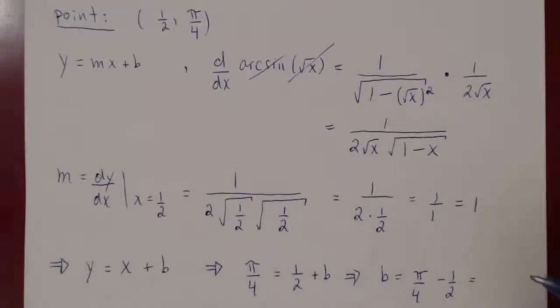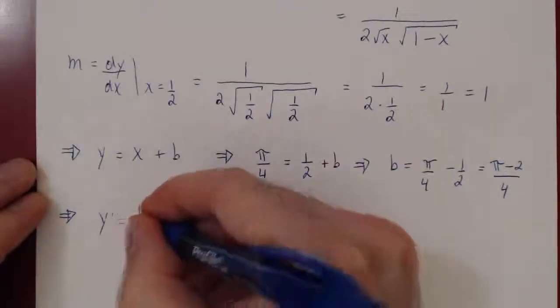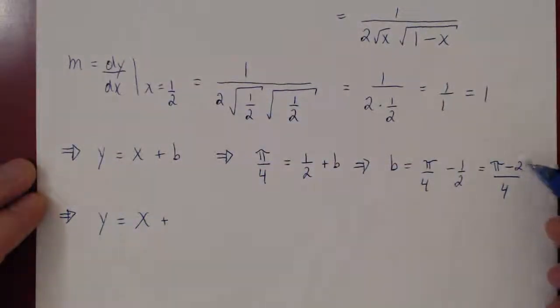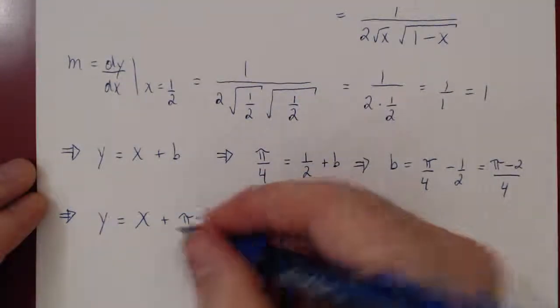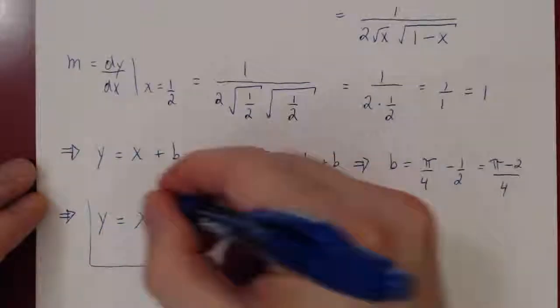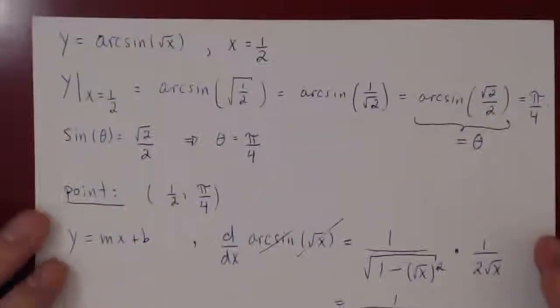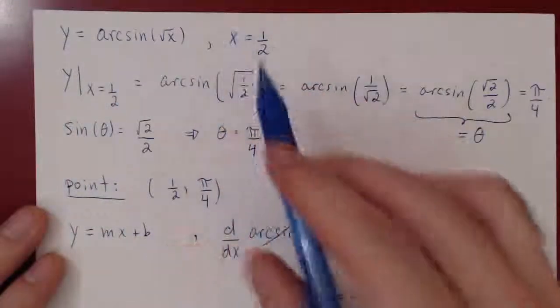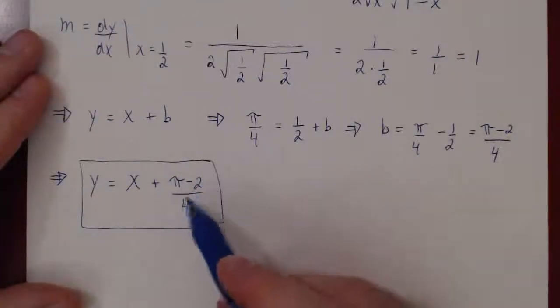And if we want this as a single fraction, multiply this by 2 over 2, and you'll have pi minus 2 over 4. And we can conclude now with saying that the equation of the tangent line is x plus b, and b is pi minus 2 divided by 4. So there you have it. The tangent line to the function arc sine of root of x at the point x equals 1/2 is equal to x plus pi minus 2 over 4.